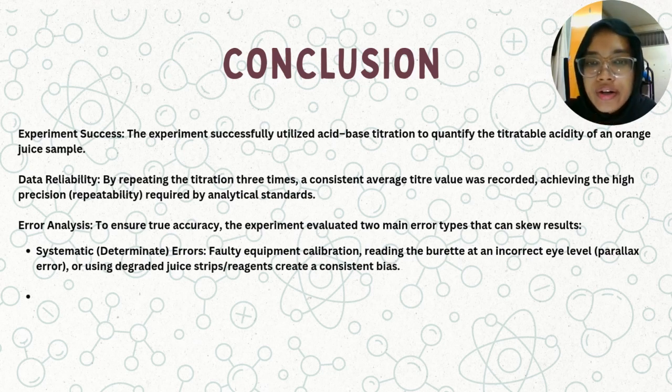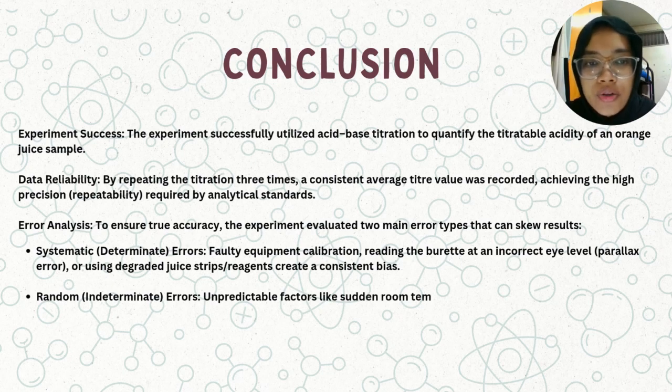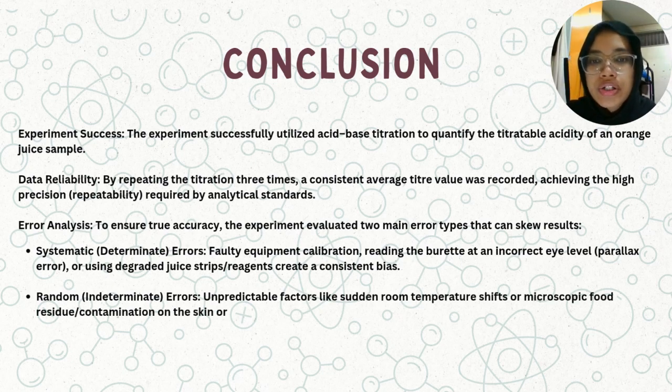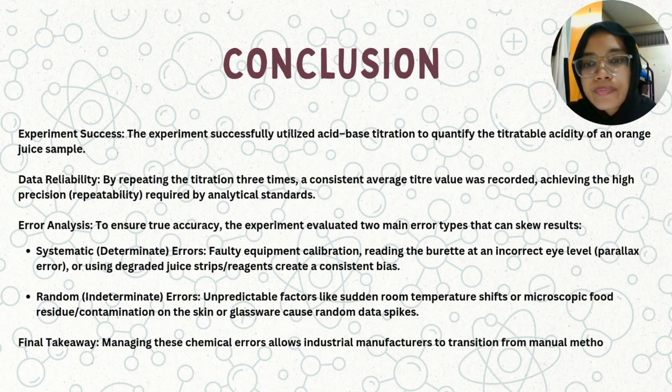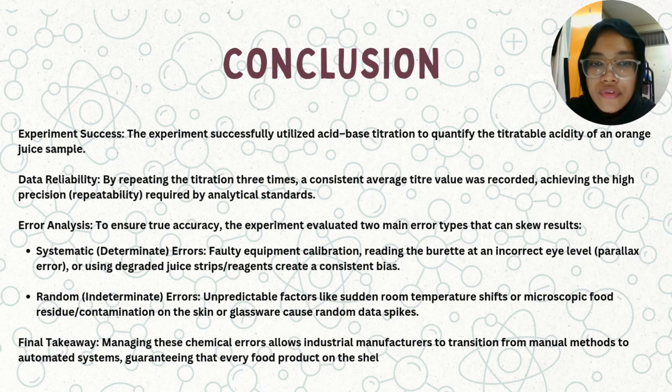Secondly, random error: unpredictable factors like sudden room temperature shifts or microscopic food residue or contamination on the skin or glassware cause random data spikes. Managing these errors allows industry manufacturers to transition from manual to automated systems, guaranteeing that every food product on the shelf is uniform, high quality, and completely safe.